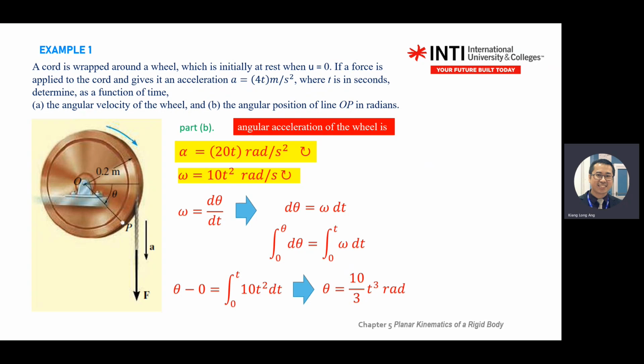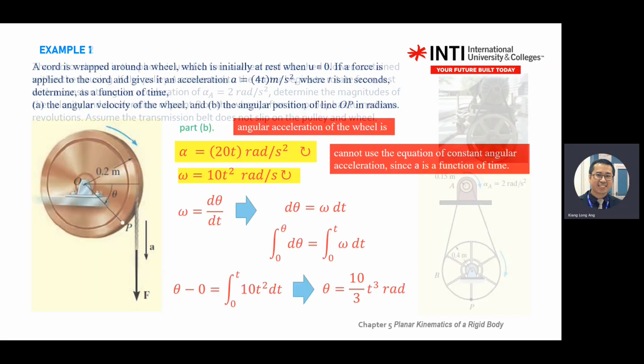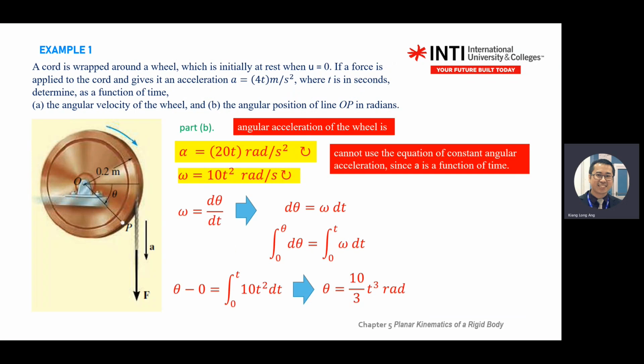Okay. Example 1 is just a recap of what we learned previously. What is the definition of angular velocity? What is the definition of angular acceleration? Then you flip back and forth. Okay. Example 1 is fundamental. You won't see this one in assessment. Okay. Right. So next class we will look at another example. We stop here.